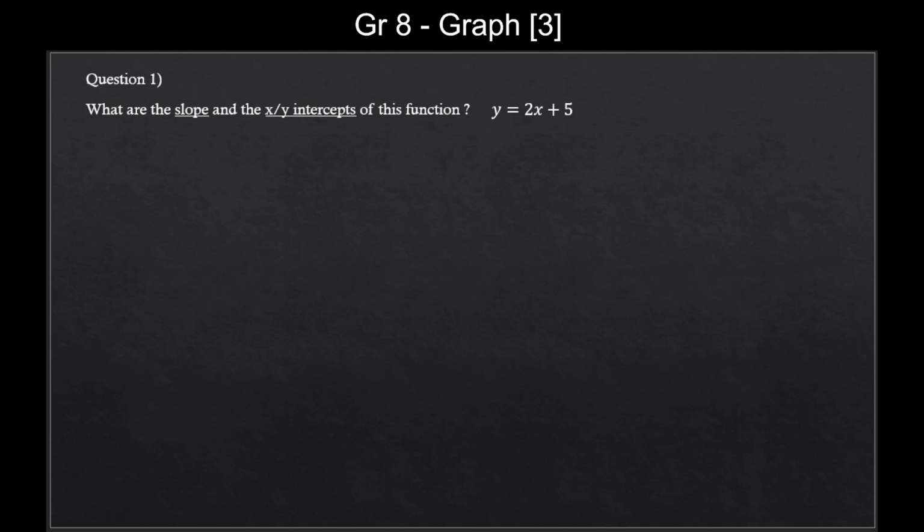Question 1. What are the slope and the x and y intercept of this function? We have y equals 2x plus 5. Now, what did I say about the slope? The slope value is shown in front of x. So, we already found that the slope should be 2.